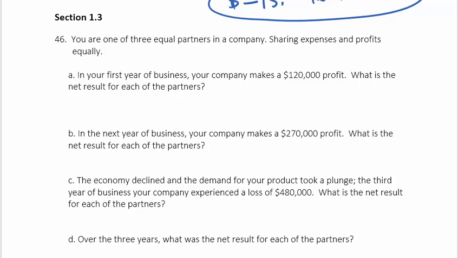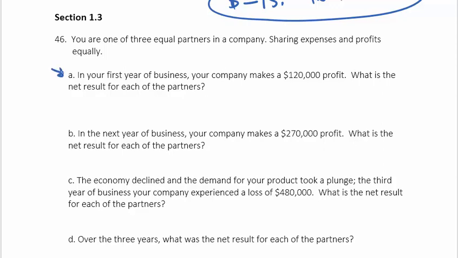And that's one important thing to do when we do story problems. You don't read this like a novel. You read a little piece of information, you stop, you think about it, visualize what's going on, and then once you've got a hold of that idea, then we can move forward. So here we are, one of 3 partners in a company. So let's go on to part A here.